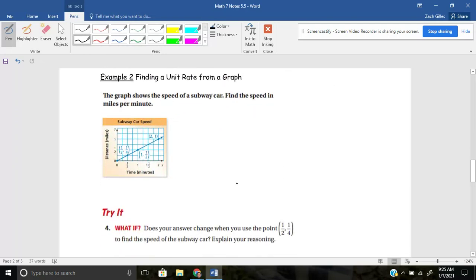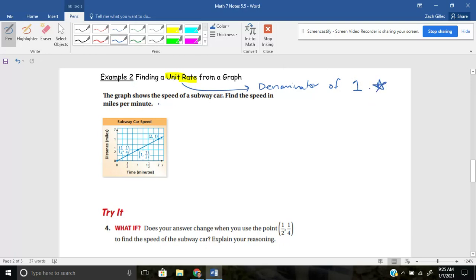All right, let's look at the second example where it wants us now to find a unit rate by looking at a graph. Okay, remember a unit rate, this is kind of a big hint. A unit rate has a denominator of 1. Okay, that's really important.